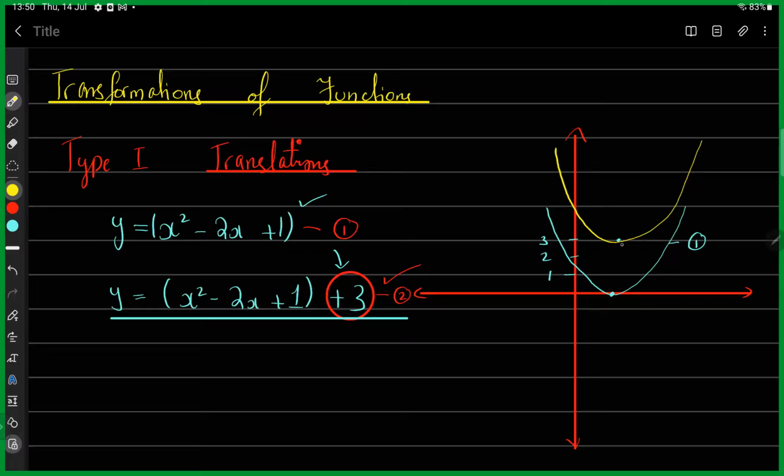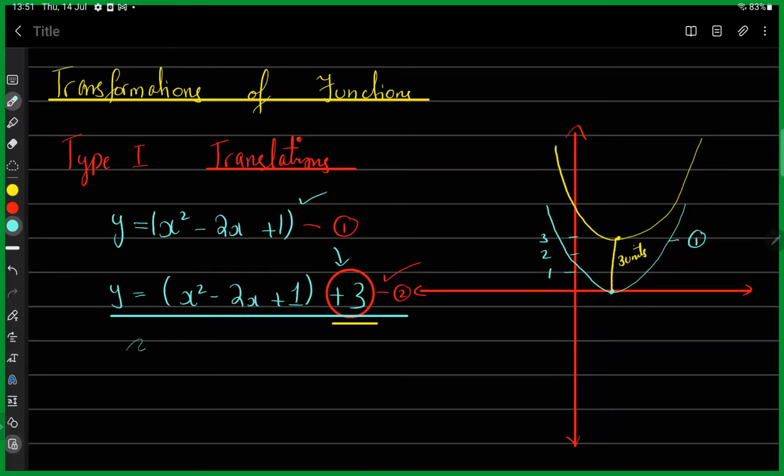It would be something of this type. So the difference would be of 3 units. What has happened? Both the functions are same, both the equations are same. The only difference is of positive 3. So the basic shape of 1 and 2 would be same. The only difference would be that since I've just added a number to the entire function, my graph would move those many units above.